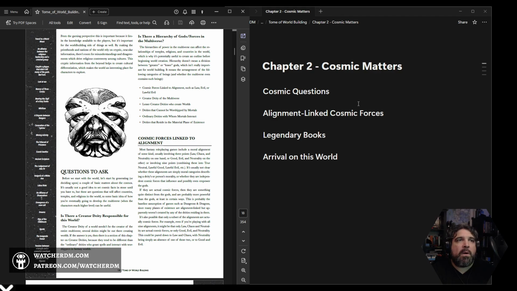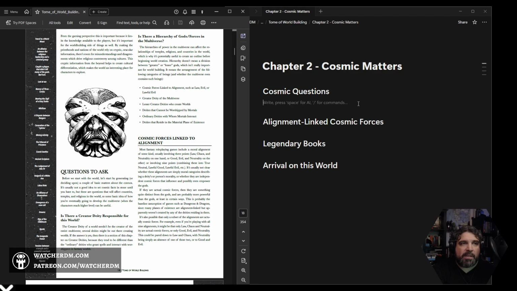So before we start with the world, let's start by generating or deciding upon a couple of basic matters about the cosmos. It's usually not a good idea to set cosmos facts in stone until you have to, but these are questions that will affect countries, temples, and religions in the world, so some basic idea of how you're eventually going to develop the multiverse when the characters reach high level can be useful. Is there a creator deity responsible for this world? So we're going to start by just punching that in.